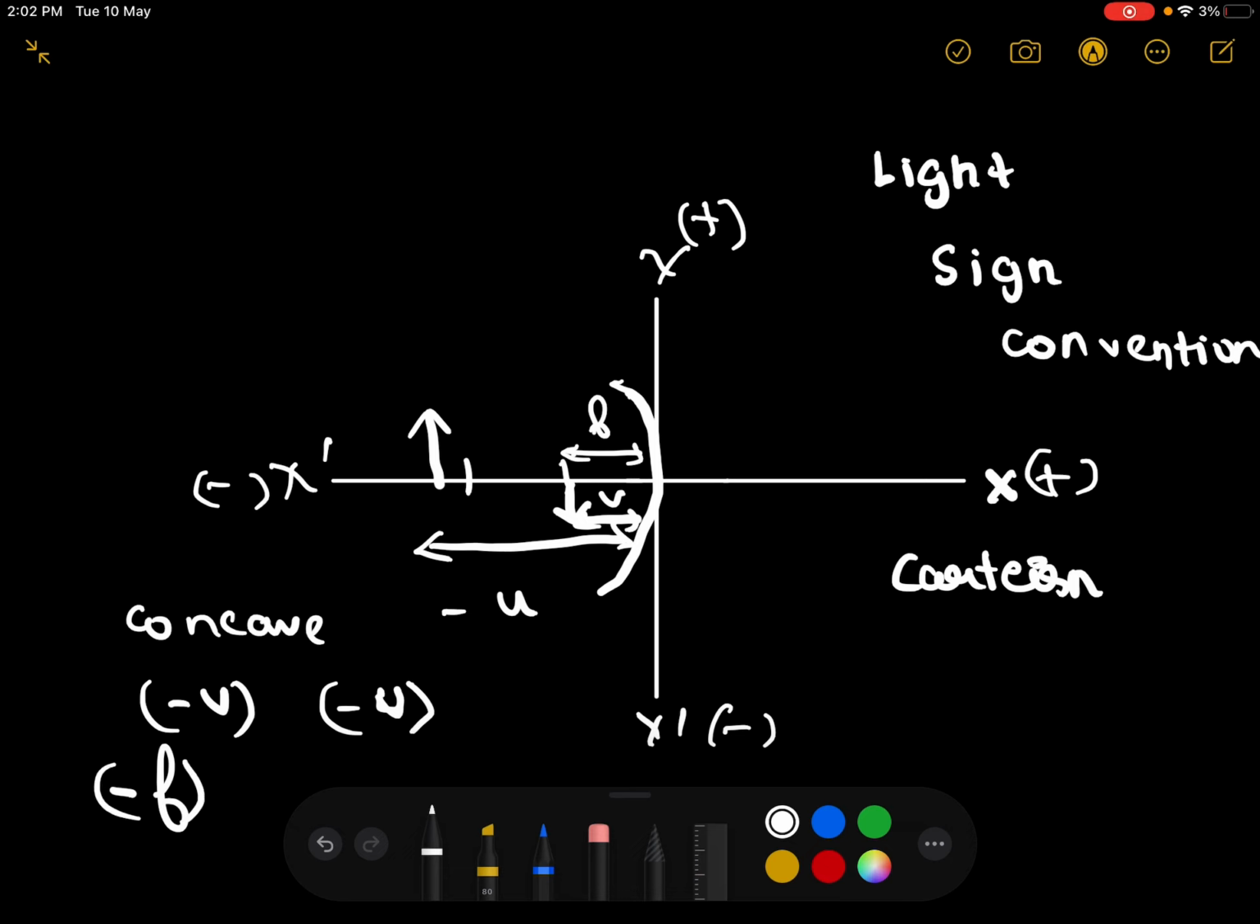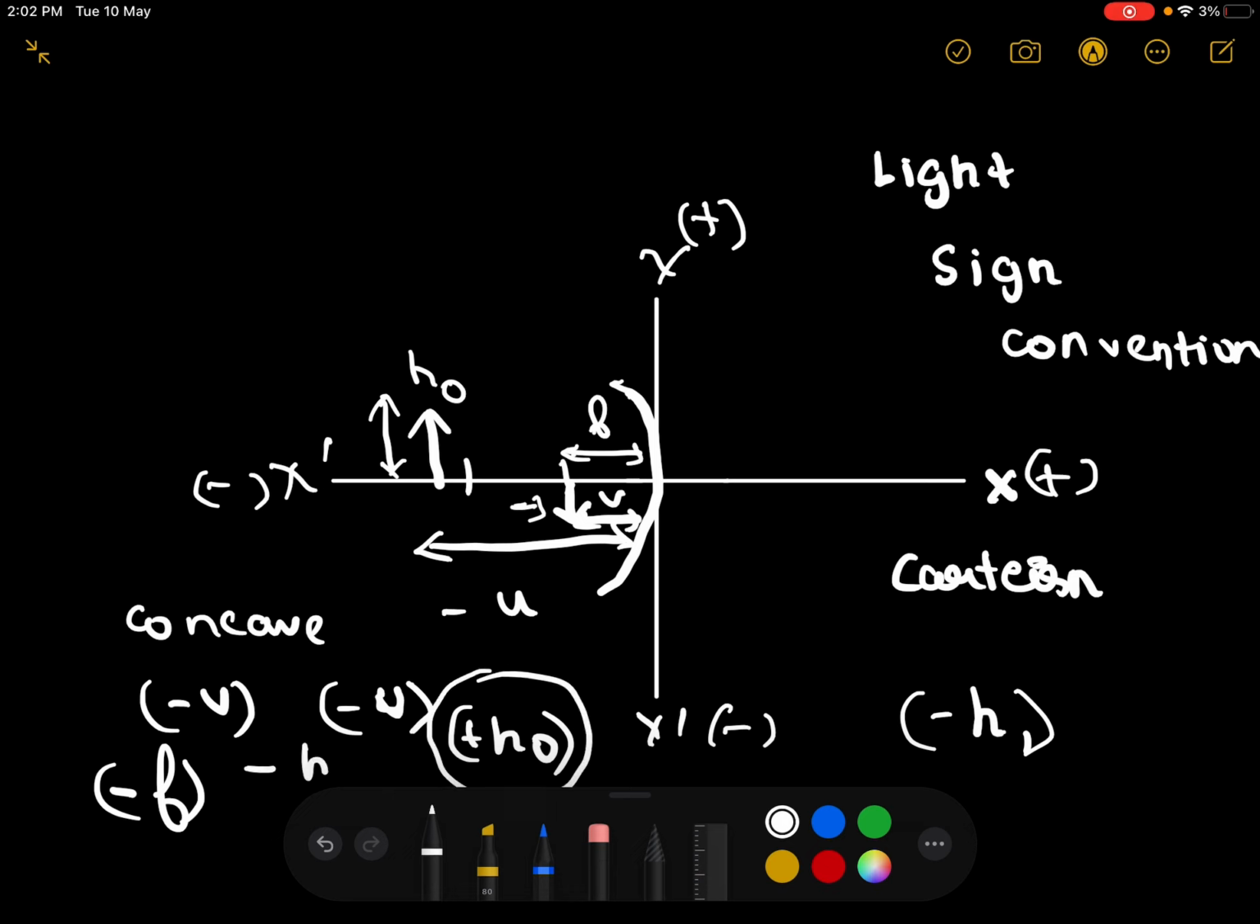Here this is the height of the object. The height of the object is lying upwards towards the positive y axis, so it is positive. When we consider the height of the image, it's lying downwards, right? Since it's downwards, we should consider this as negative. So for a concave mirror, except the height of the object, all the remaining values are negative. So this is about the concave mirror.